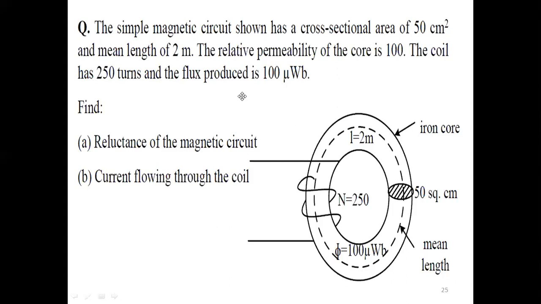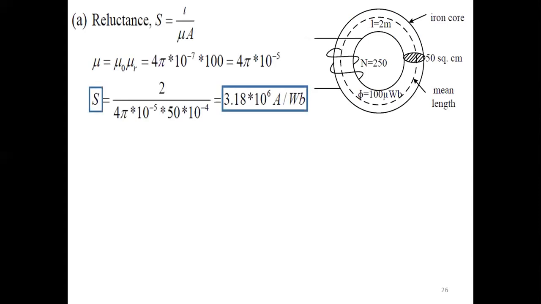The cross-sectional area is given as 50 centimeter square, and the mean length of the magnetic circuit is L equal to 2 meters. The relative permeability mu r is given. The coil has 250 turns, N is given, and the flux produced, phi, is given. So this is the diagram. First the question asks for reluctance, so you have to use reluctance S equal to L divided by mu A.